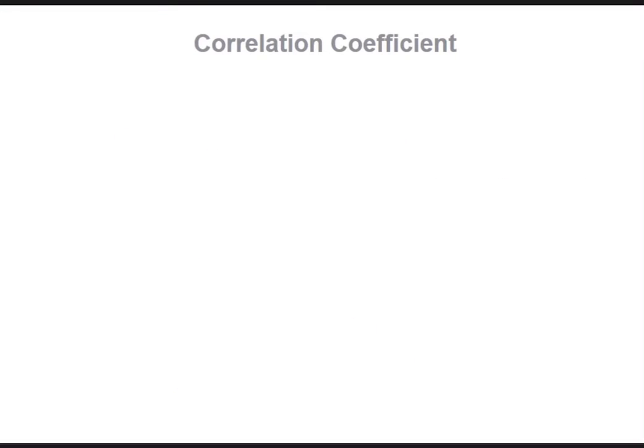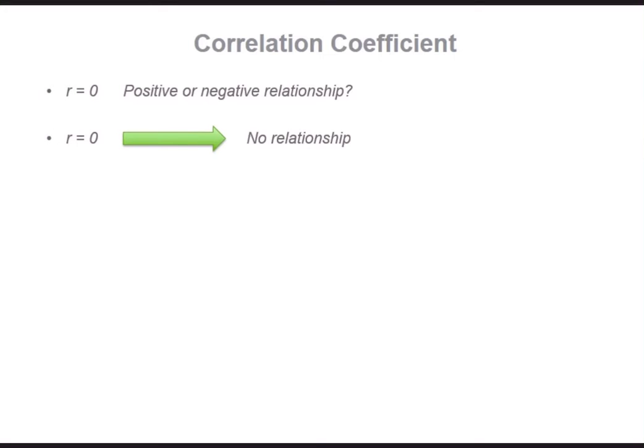Finally, what happens if r equals 0? Is this a positive or negative relationship? The concept of r equaling 0 is pretty straightforward. An r value of 0 means that there is no relationship between the variables, whether positive or negative.